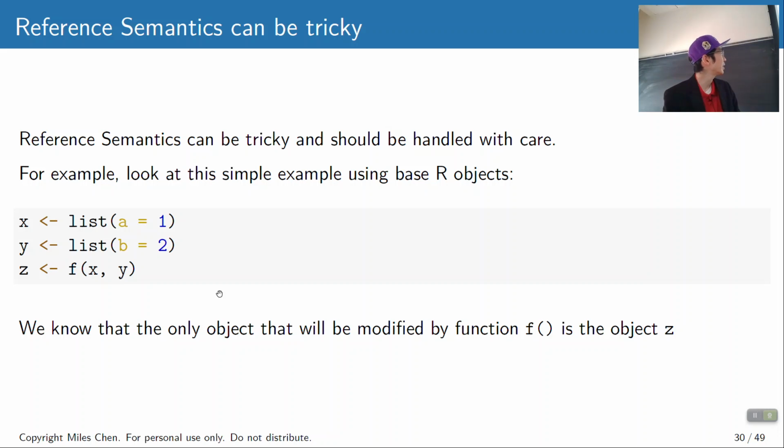Okay. Now, reference semantics can be a tiny bit tricky. Here I've got x as a list where a is equal to 1, y as a list where b is equal to 2, and z is going to be a function that takes in argument x and argument y. When we run this function, we know that x is going to remain unchanged, y is going to remain unchanged, and the only thing that's going to change is z. That's how normally things work in R. We don't have to worry about x and y changing when we run some kind of function like this.